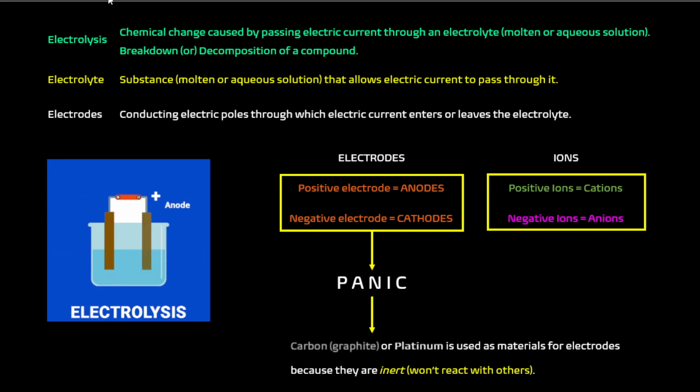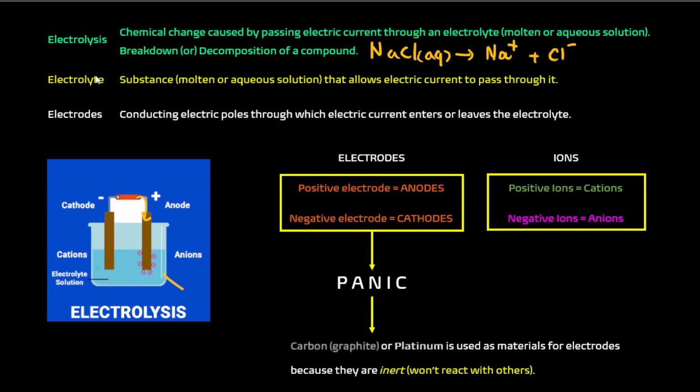Electrolysis is a chemical change which is caused by passing electric current through an electrolyte, which is either molten or aqueous solution. We can also say that electrolysis is a breakdown or decomposition of a compound. For example, if we have sodium chloride molten or dissolved in water, it will be broken down into Na+ and Cl-. Hence, it is called breakdown or decomposition.